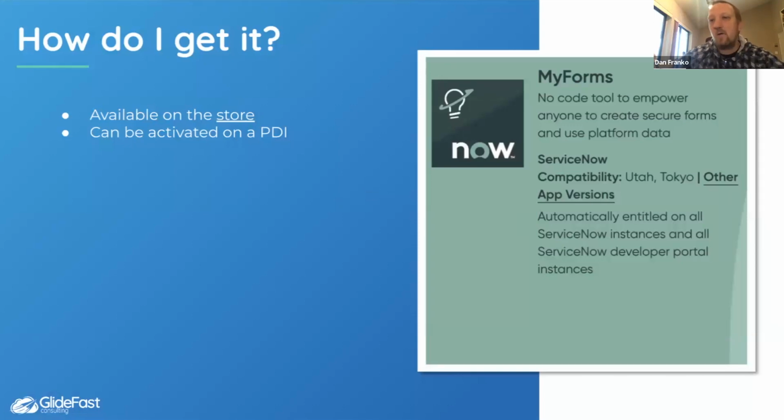All right, so how do I get it? If you're on an actual instance, you go to the store and there's a MyForms application. If you notice here, it's only marked as available right now in Utah and Tokyo. I'm not sure what the plans are to have it for Vancouver and beyond, but it's free, it's automatically entitled, and then you can get it on a PBI. So if you go to your PBI and your plugin lists, you can look up MyForms and install it. So that's nice that they made it available for PBIs.